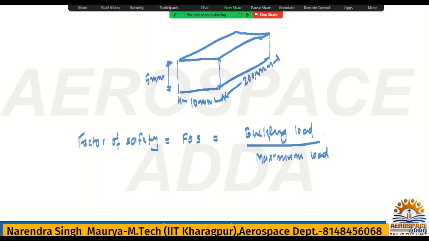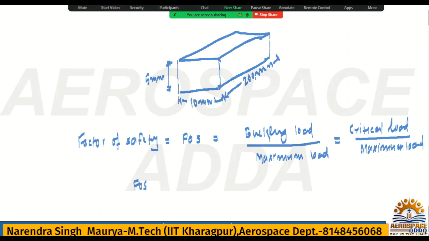Okay, so what is the buckling load? It's the critical loading. Divided by maximum load, so FOS is nothing but PCR divided by Pmax. Now there is no doubt, always remember here PCR, the critical loading, is where the buckling of the column is going to start. So PCR is always greater than Pmax, whatever the maximum load it can sustain without any buckling. That's the meaning of Pmax.